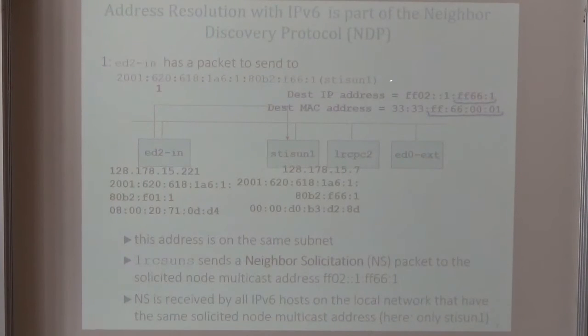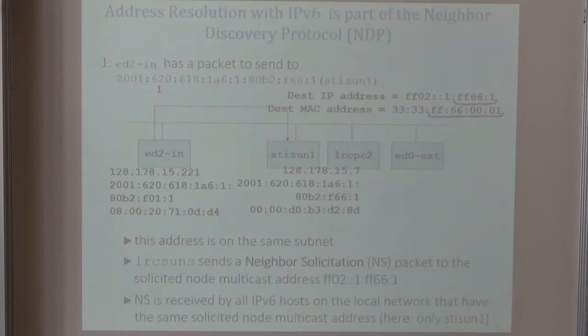You add this to a known prefix, and that gives what is called a solicited node multicast address. It's an address that is multicast and to which should respond only the hosts that have an address with the same last 24 bits. So the idea is that in a network there will be very few that have the same address.